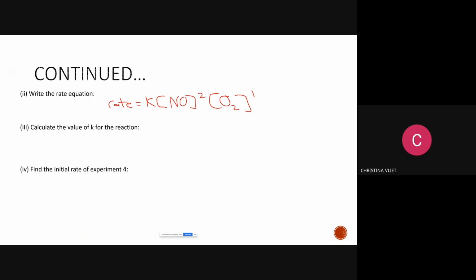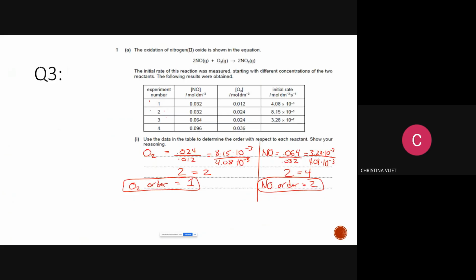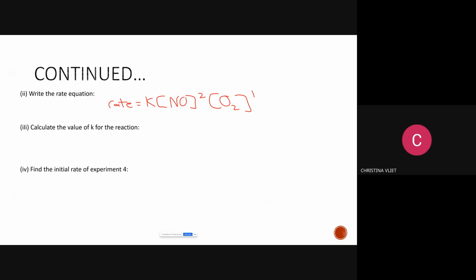Calculate the value of K. So how would we do that one? You can put concentration and then put a rate that it shows you. So you pick any experiment, doesn't matter which one, except for experiment 4, because you don't have enough information. And you would plug in the initial rates and the concentrations and use that to calculate K. So we usually pick the first experiment, but it doesn't really matter which one you pick.